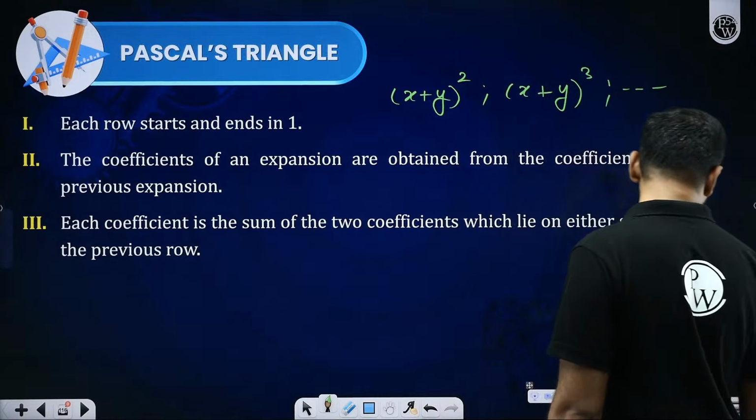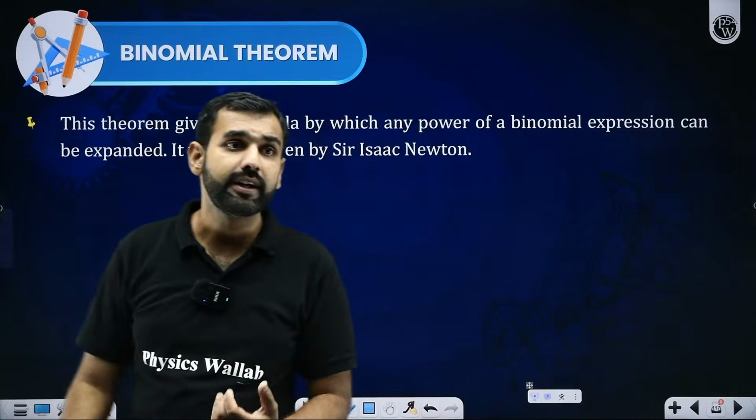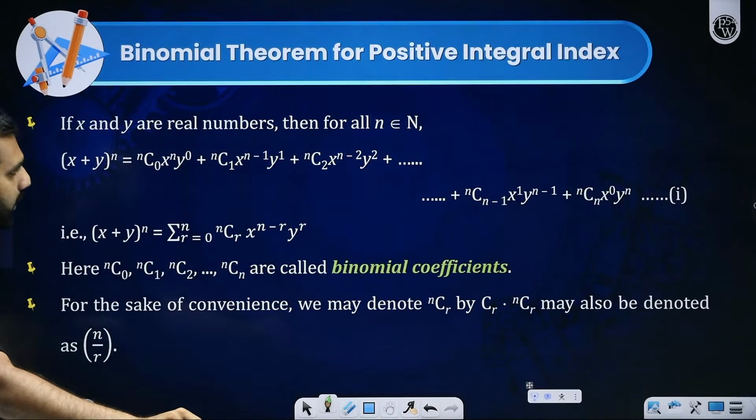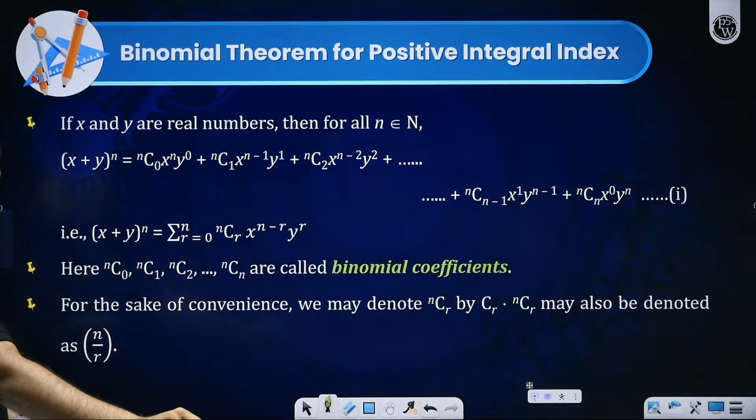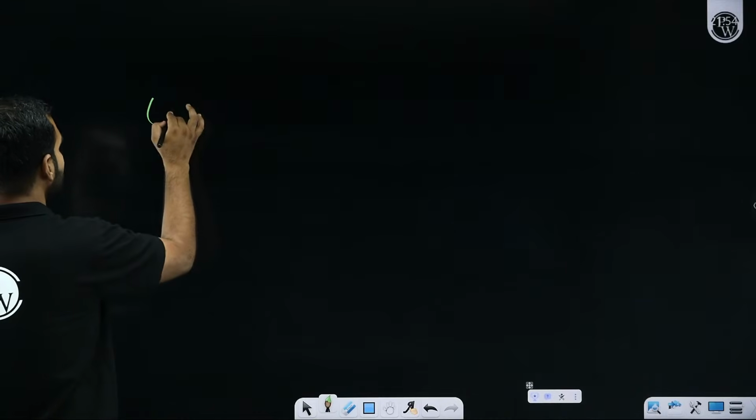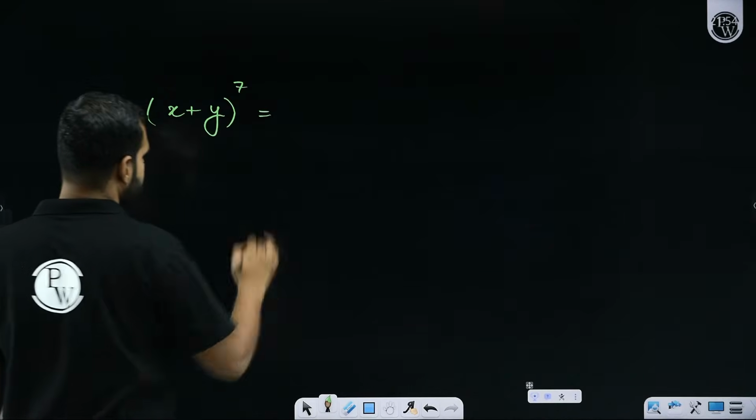If I look for the generalized result, Pascal gave that generalization and Newton came up with the formula for binomial theorem, and that final formula was this. If it is confusing for you, let me write it in its simplified format, which you must have studied in 11th. Let's say I'm given x plus y to the power 7.